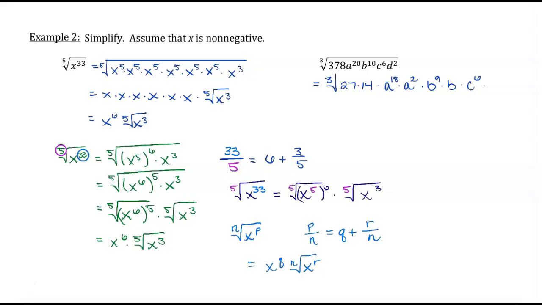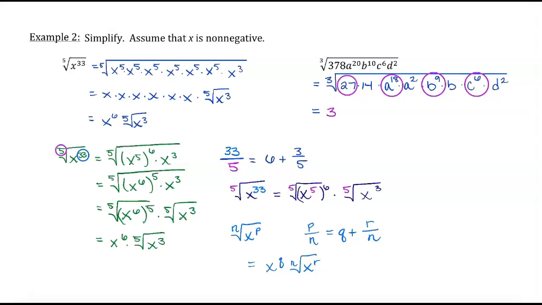And looking at d squared, 2 is smaller than 3, so we won't be able to pull out a perfect cube. Let's look at each of our perfect cubes. We have 27, a to the 18th, b to the 9th, and c to the 6th. The cube root of 27 is 3.